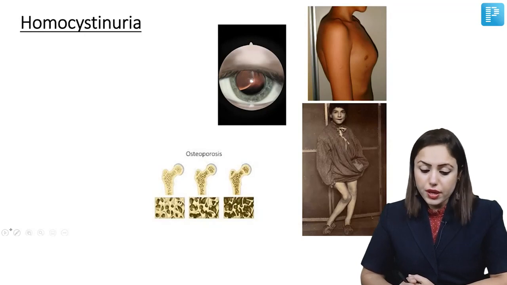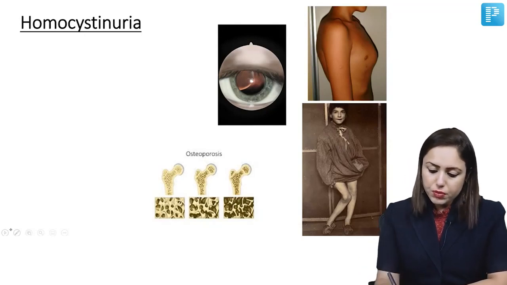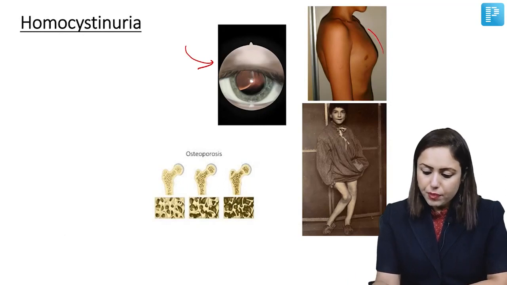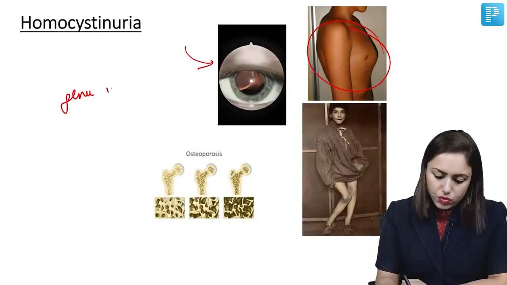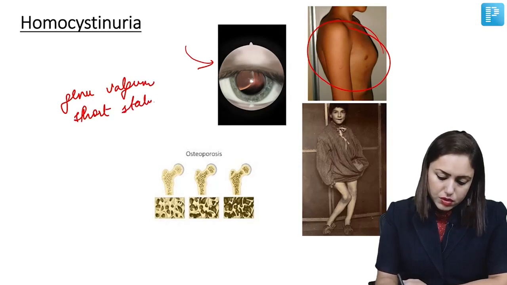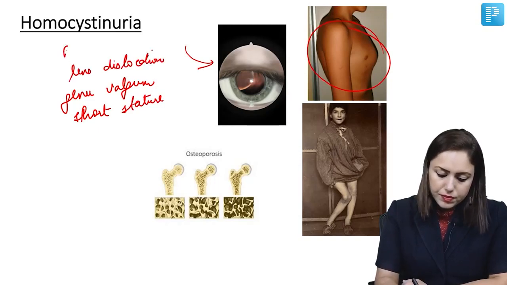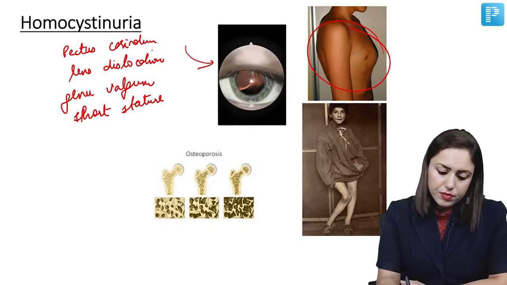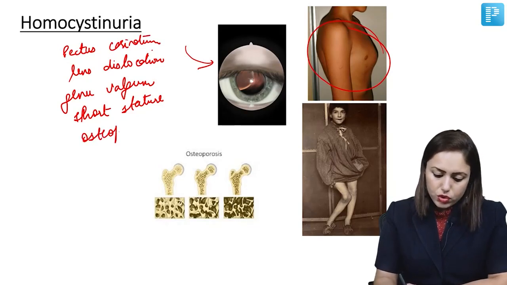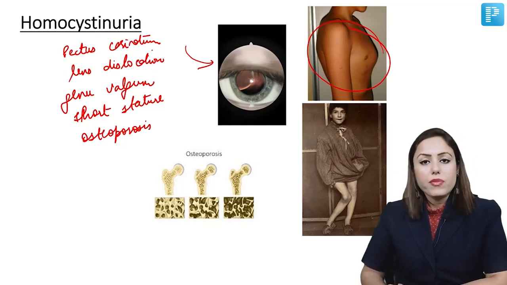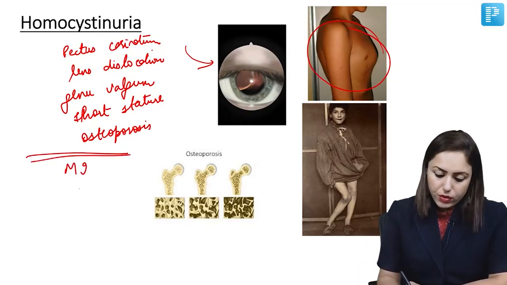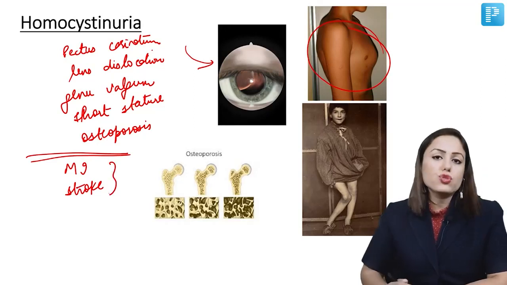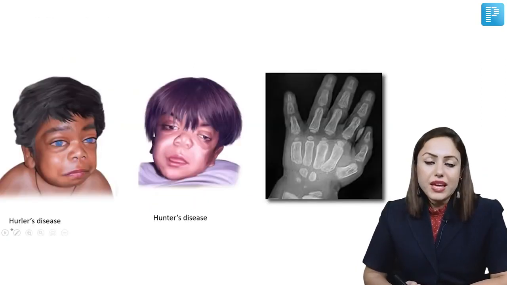The next is homocystinuria. In homocystinuria, patients have dislocated lens, pectus carinatum, genu valgum, short stature, lens dislocation, deformity of chest, that is pectus carinatum, and osteoporosis. And also in homocystinuria, patients can have myocardial infarction, stroke, and vascular diseases, right?